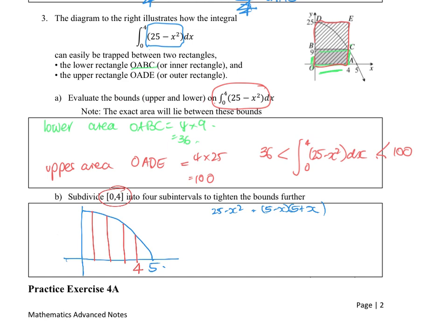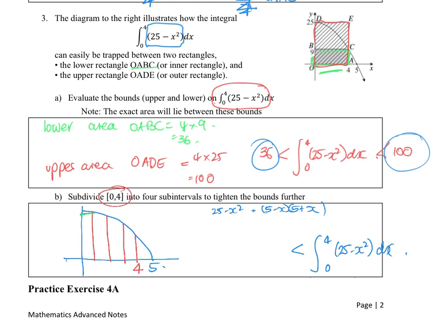So what we're going to do now, it says subdivide into 4 intervals to tighten the bounds further. So we want to have what we've got above, but change our numbers, because we've got the sum of those 4 rectangles in the lower ones and the sum of the 4 upper rectangles. So we've got to find out what those numbers are. Let's look at the area of the 4 lower rectangles. So this is here. I'll do it in green.